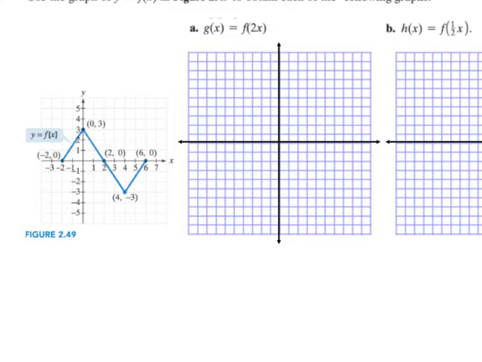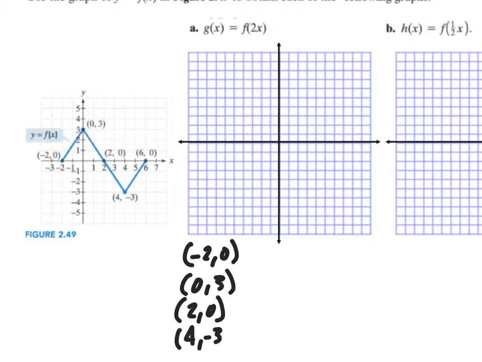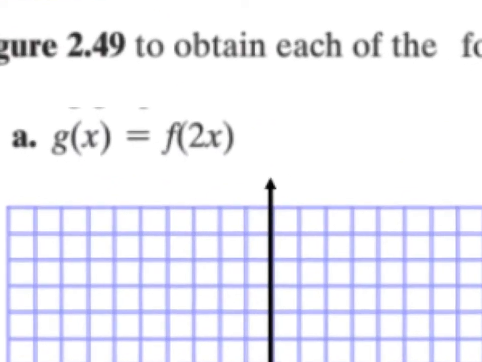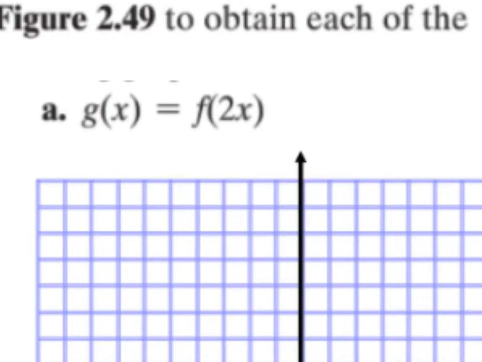The points that I've got here are negative 2, comma 0. I've got the point 0, 3. I've got the point 2, 0. Got the point 4, negative 3, and then I've got the point 6, 0. Okay? And so what I have on this first part here is g of x is equal to f of 2x. So this 2 is affecting the input.